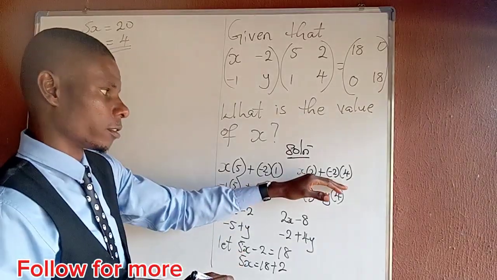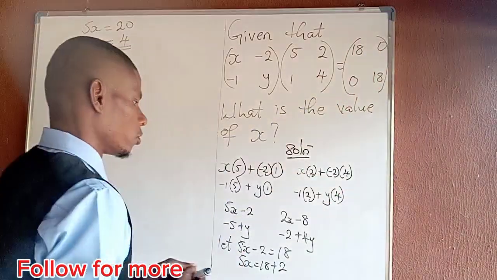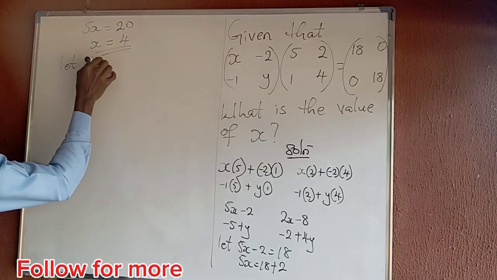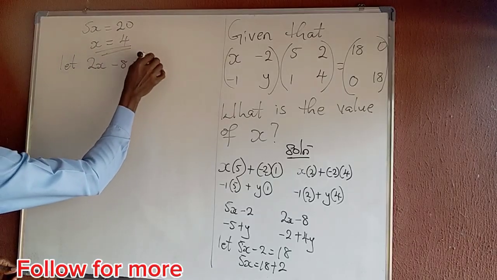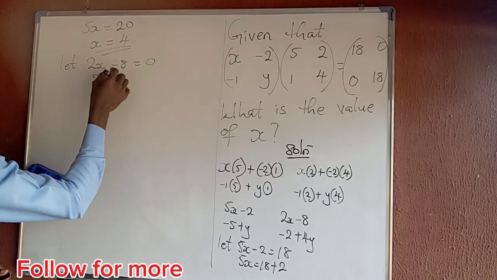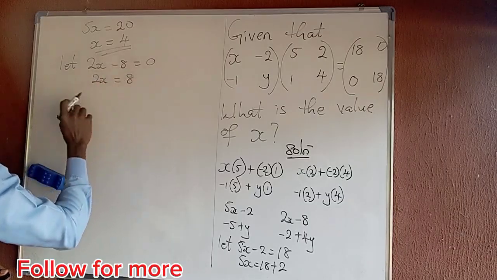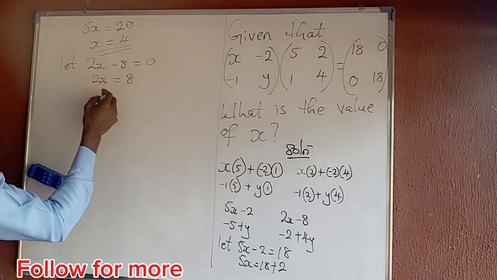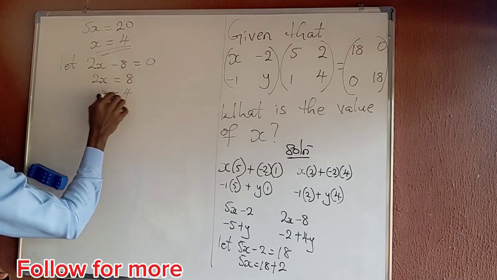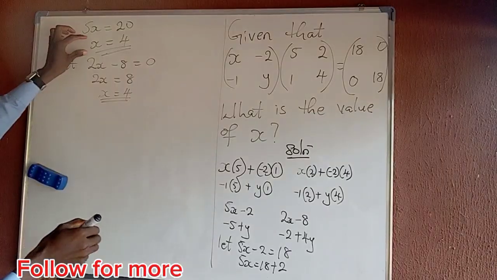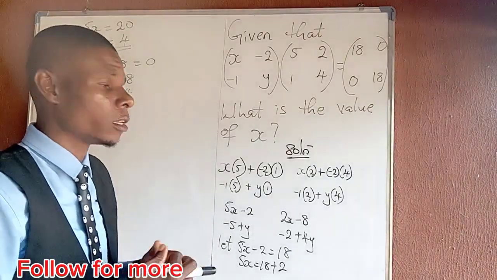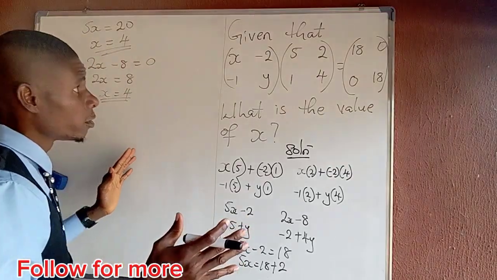So let's pick this and equate it to 0 to check again. So let's say let 2x minus 8 equal 0. So this should be 2x equals 8 when we transpose. When we divide both sides by 2, we are going to have x equal to 4. So you can see that the value of x here is 4 and the value of x here is 4. So meaning that the value of x must be 4.